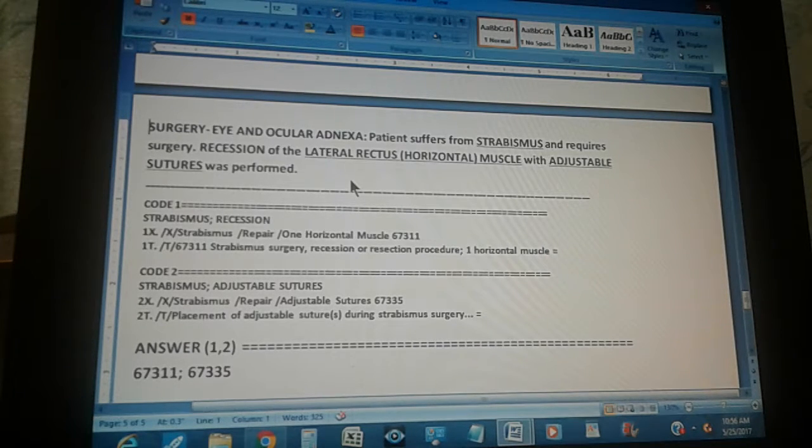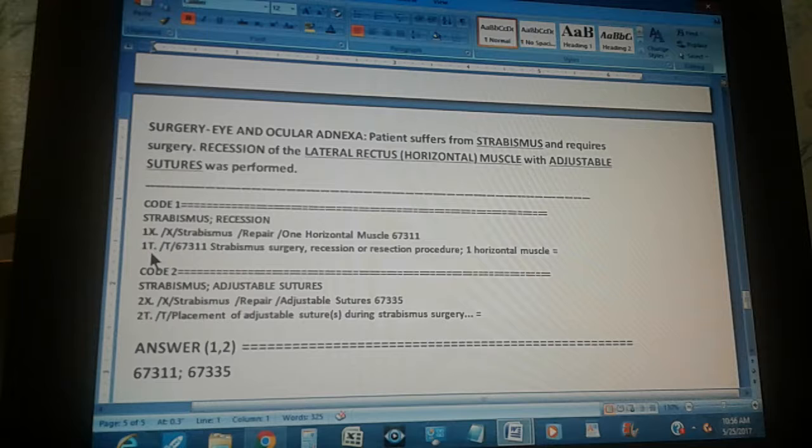The first code is for just strabismus recession, which was done first, and for that, for the code 1 through the index, it's found like this. First you go to index. Then you go to strabismus. Then you go to repair. And then you go to one horizontal muscle. There's vertical muscles and horizontal muscles. We're repairing 1 horizontal muscle. So we get a code, right? And what is the code? 67311. Okay, now we're going to check this in the tabular.